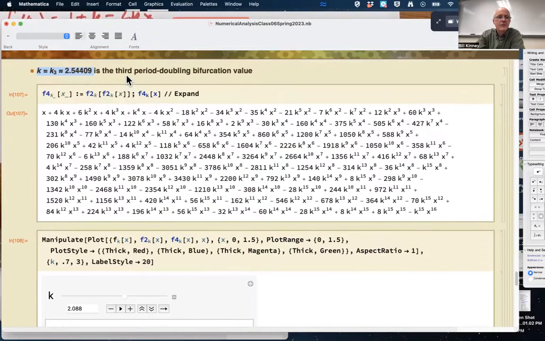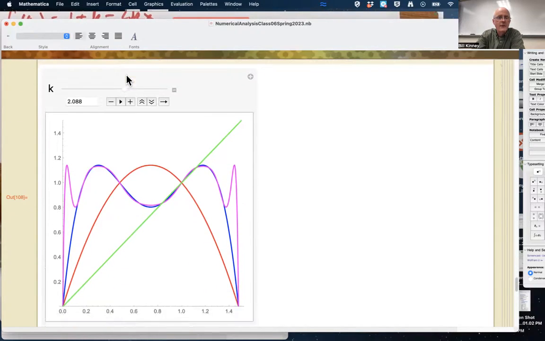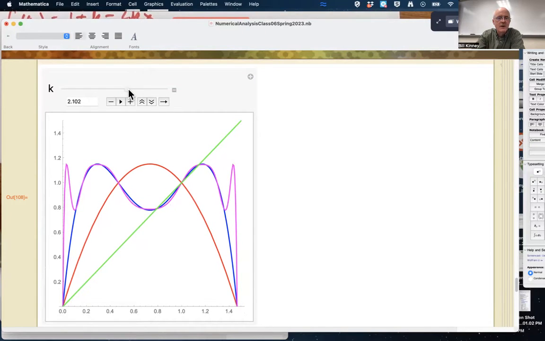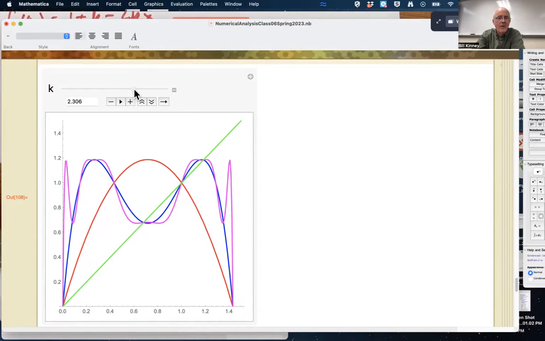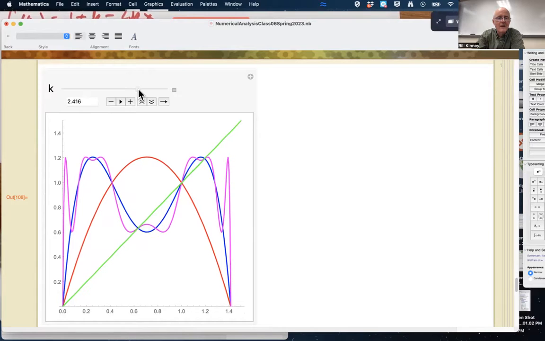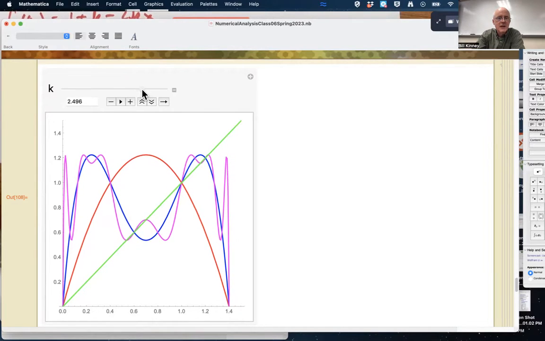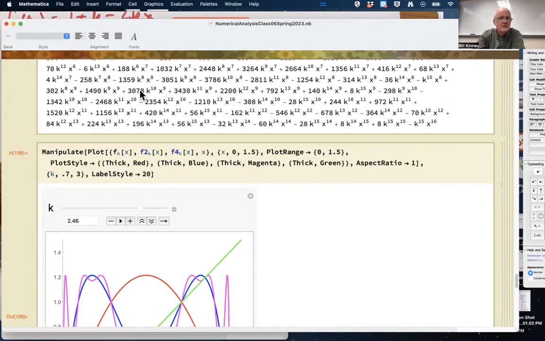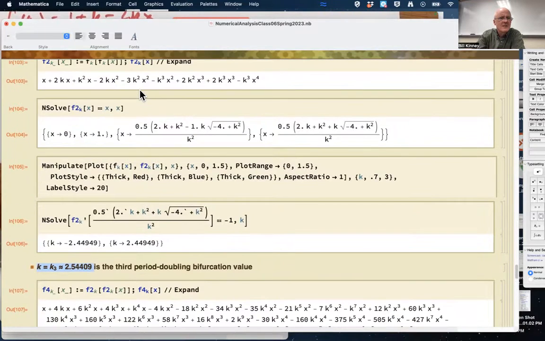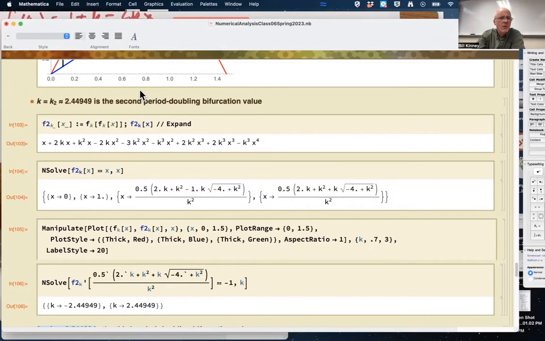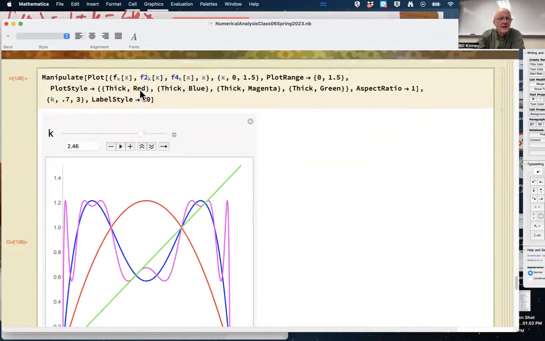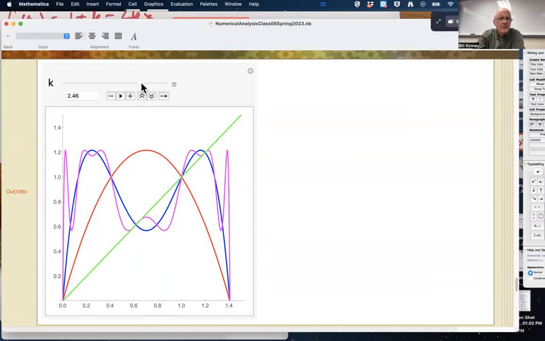Again, we're after k equals 2.544 here for the next bifurcation value. The pink one starts oscillating more than the blue one now. And once we reached k equals 2.544, or maybe smaller, excuse me, 2.449. 2.449, yeah, we're already past it.